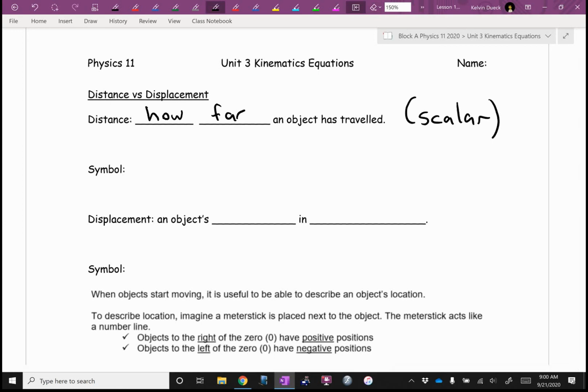Really, the proper symbol for distance is the letter x. Don't write that down. Like on the x-axis, or if you're going up and down, the letter y on the y-axis. But I gotta be honest, you can write this down. I just use a lowercase d for distance. Units, meters. Unless the question specifically says to measure the distance in another way.